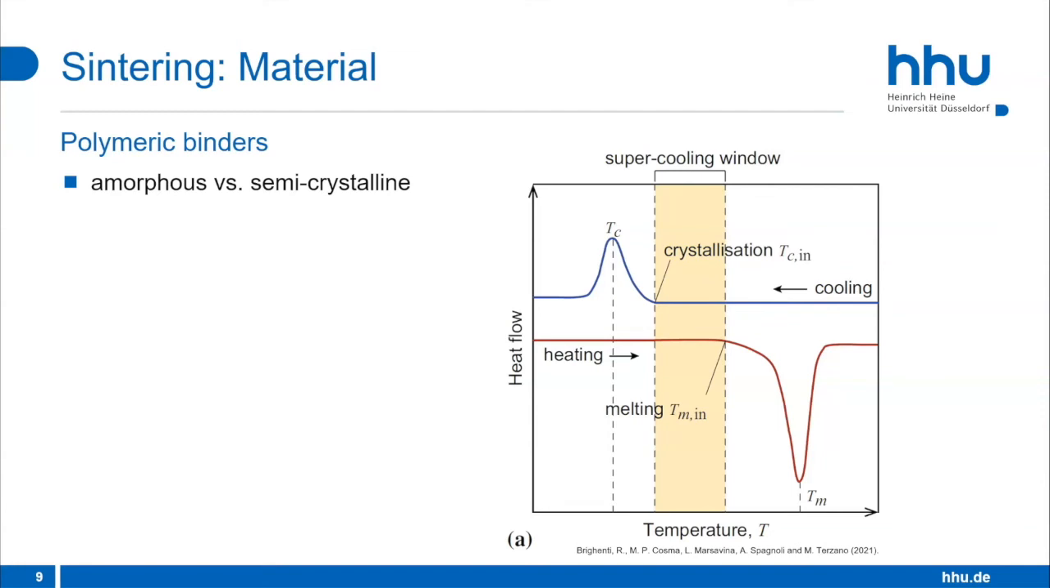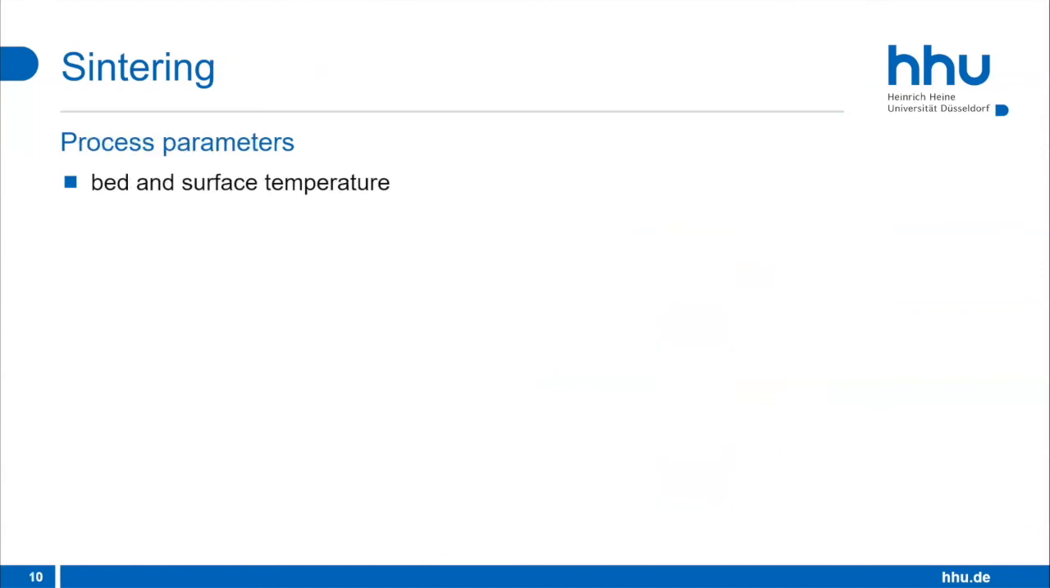Independent of what polymer you use, you of course want to have a rather low melt viscosity, which is usually also better for the semi-crystalline materials. So let's go quickly through the process parameters. I already talked about the bed and the surface temperature.